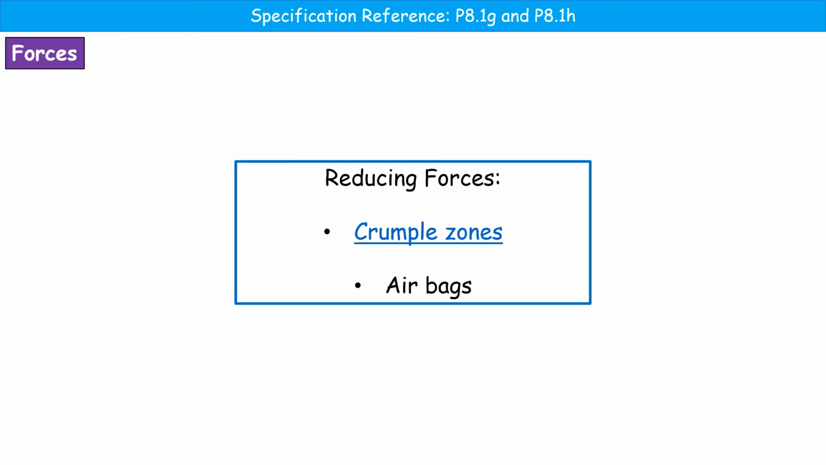So how do we do this? Well, obviously we've talked about seatbelts first of all, but we also have designs in the cars that are all about reducing those forces. And the way they reduce those forces is all to do with taking longer to bring that car to a stop. So basically making the acceleration smaller by using a greater time to change the velocity.